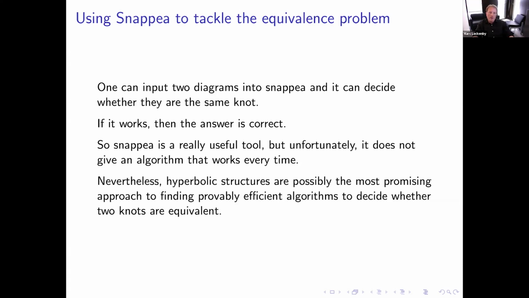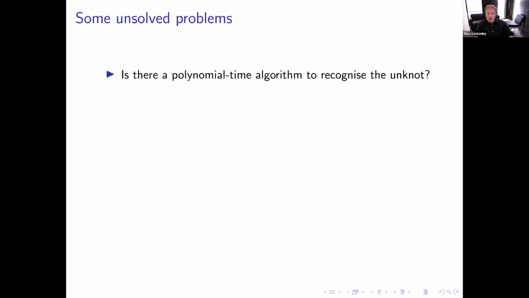Okay, so let me just close now by talking about some of the open problems. There are lots of problems in this subject. There's a lot that we don't know. But here are what I consider to be some of the really interesting ones. I mentioned this before. Is there a polynomial time algorithm to recognize the unknot? That I view as quite central.